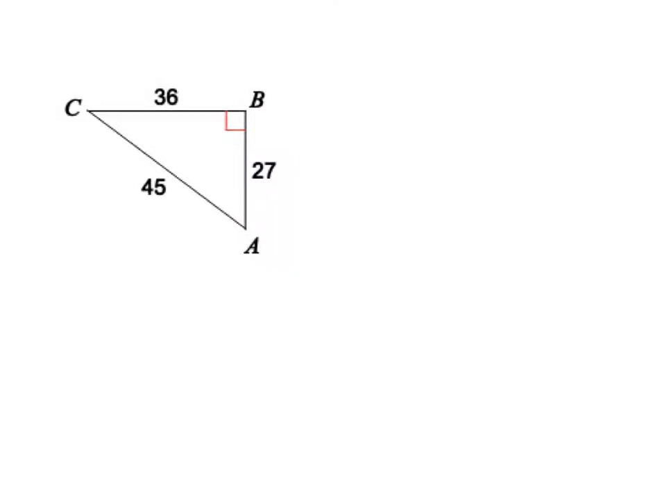Okay, folks, welcome back. Today we are going to continue on with section 8.3, and we're dealing with SohCahToa. Remember, SohCahToa, some old horse caught another horse taking oats away, stands for sine is opposite over hypotenuse, cosine is adjacent over hypotenuse, and tangent is opposite over adjacent.